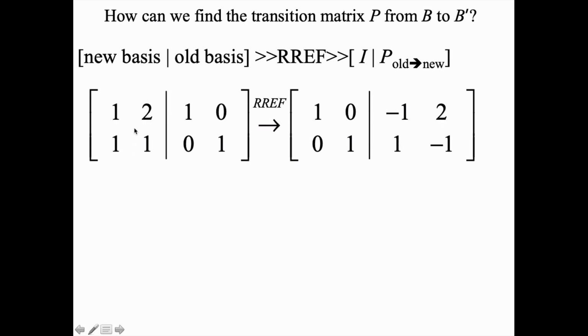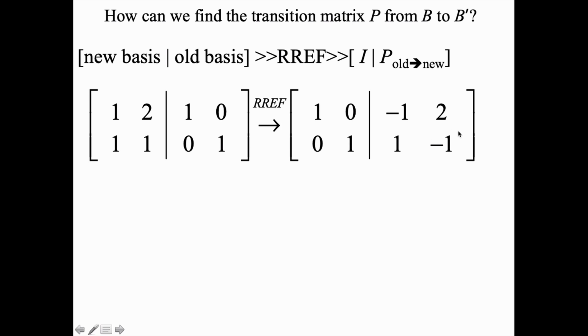On the left of the augmentation line you see two columns. That comes from the two basis vectors that we had in the new basis B prime. To the right of the augmentation line we have our old basis vectors, 1, 0, 0, 1. When we perform the reduced row echelon form, as we suspected, we'll get the identity on the left and out pops the inverse on the right.